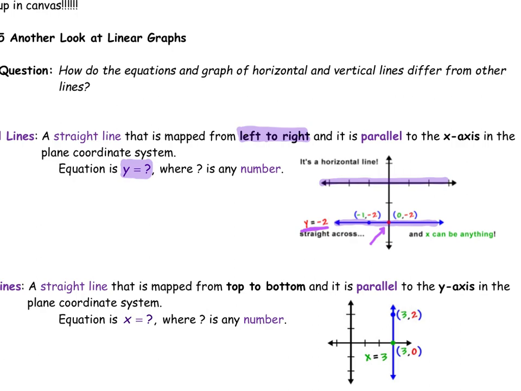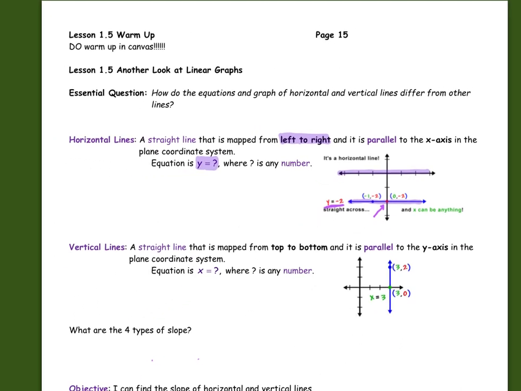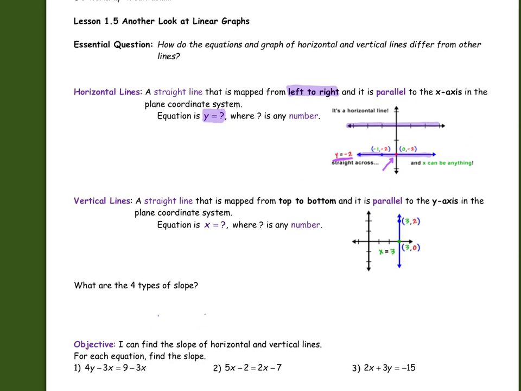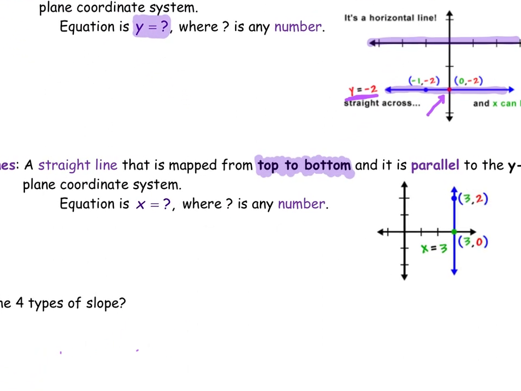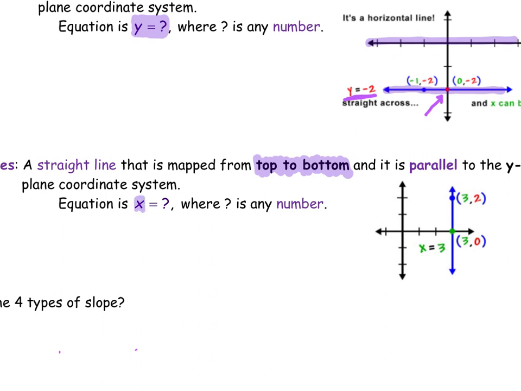So let's go ahead and talk about vertical line, right? A vertical line is a straight line that is mapped from top to bottom. So this one goes up and down, right? So top to bottom, and it's parallel to the y-axis in the plane coordinate system. And its equation, as I zoom in here, is x equals some number, where my question mark is just any number.